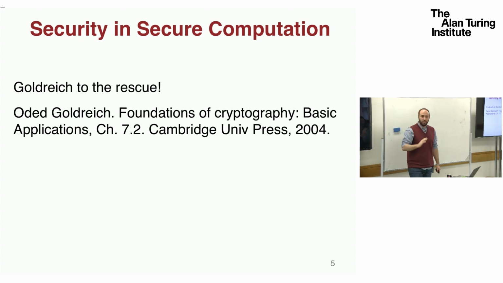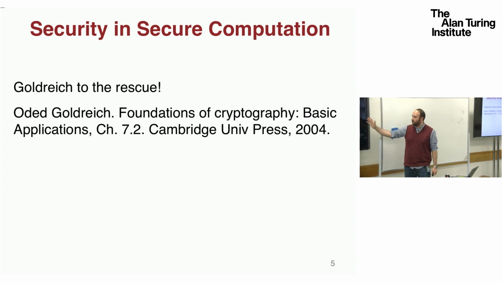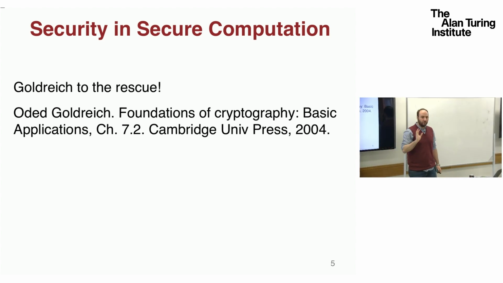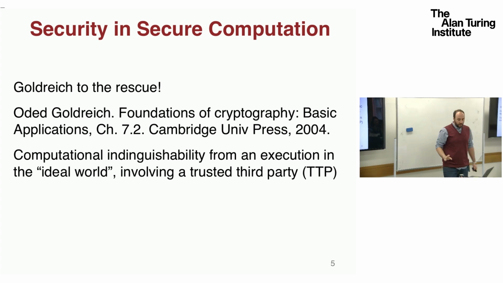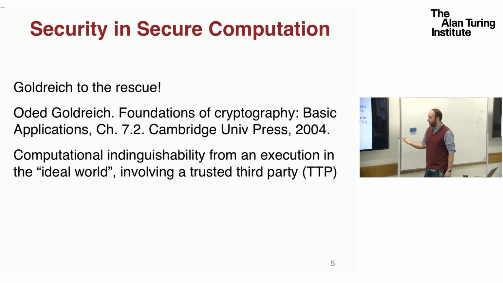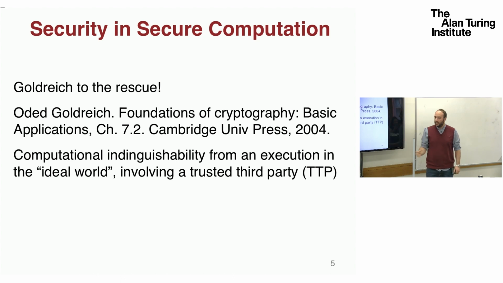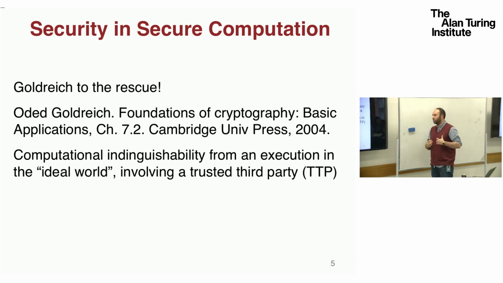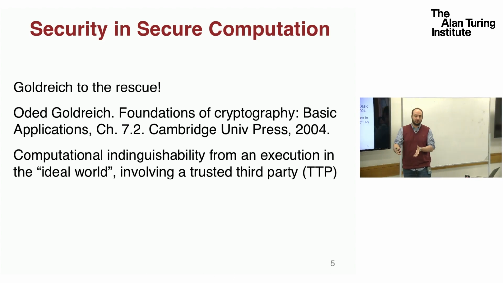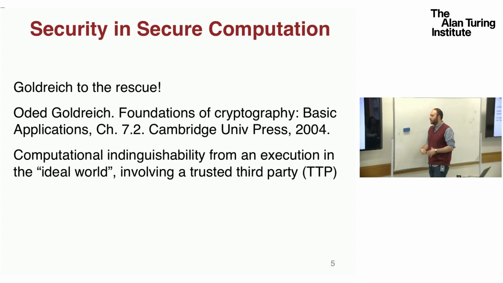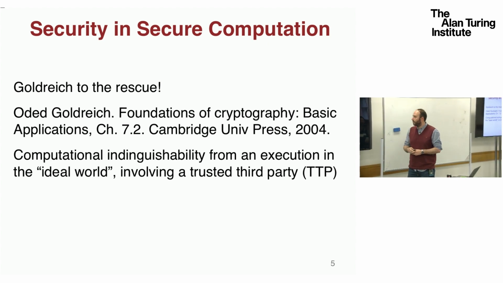So if you're working in cryptography or in privacy, you gotta have this book, and in chapter 7.2 you find these definitions. But overall, for those of you who have a little bit more background in this field, the way you prove security is to show computational indistinguishability from an execution in an ideal world where you have a trusted third party. So you show that this execution is indistinguishable from one where you have a trusted third party. Obviously, you don't have a trusted third party, and that's why we are building these protocols. Okay. So any questions?